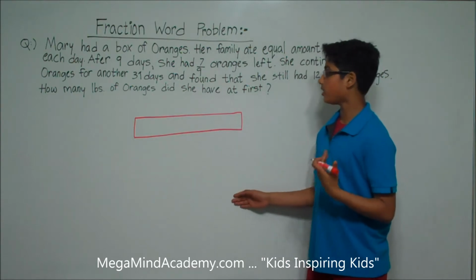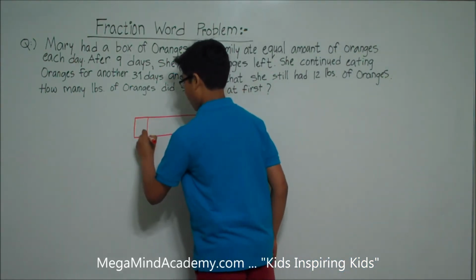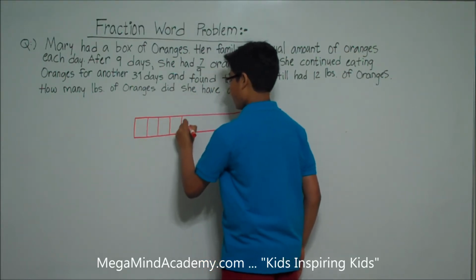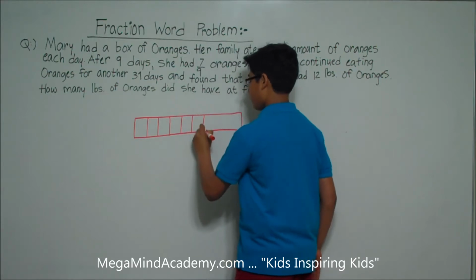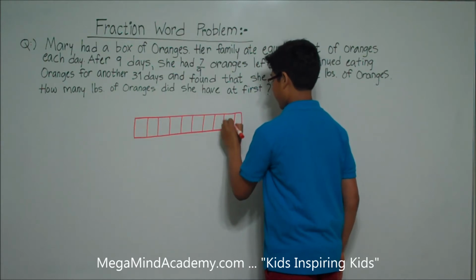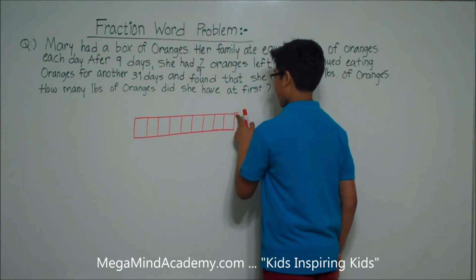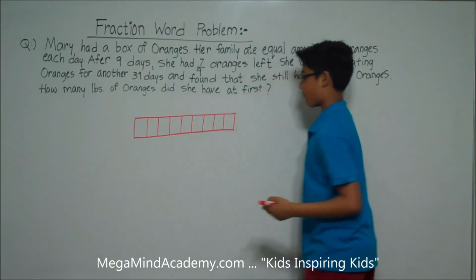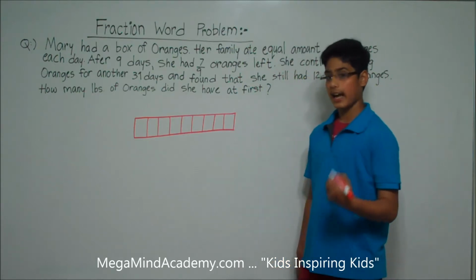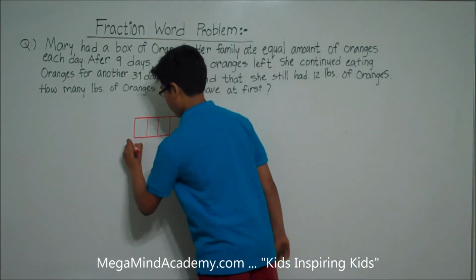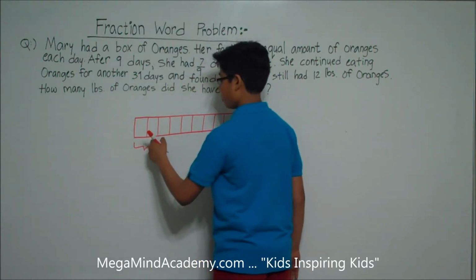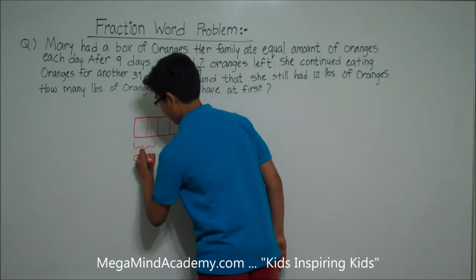She has 9 units of oranges at first. 1, 2, 3, 4, 5, 6, 7, 8, and 9. These are the 9 units of oranges she had at first. And we know that she ate 2/9 of her oranges in 9 days, or 2 units of her oranges in 9 days. So she ate these 2 units of oranges in 9 days.